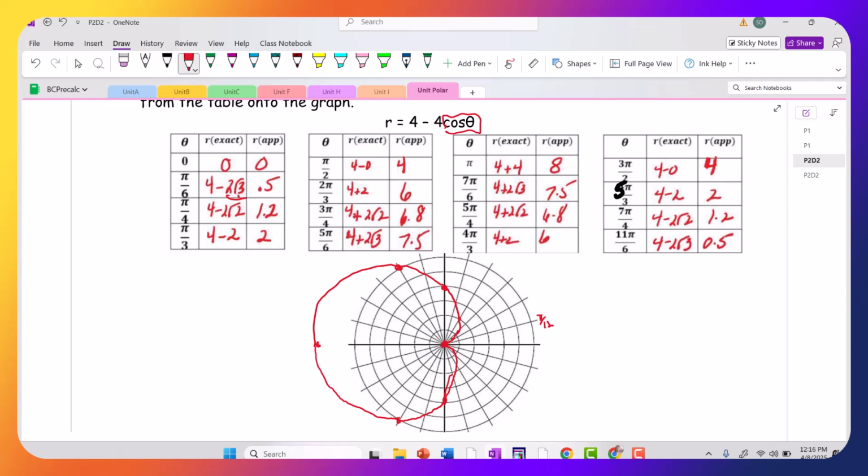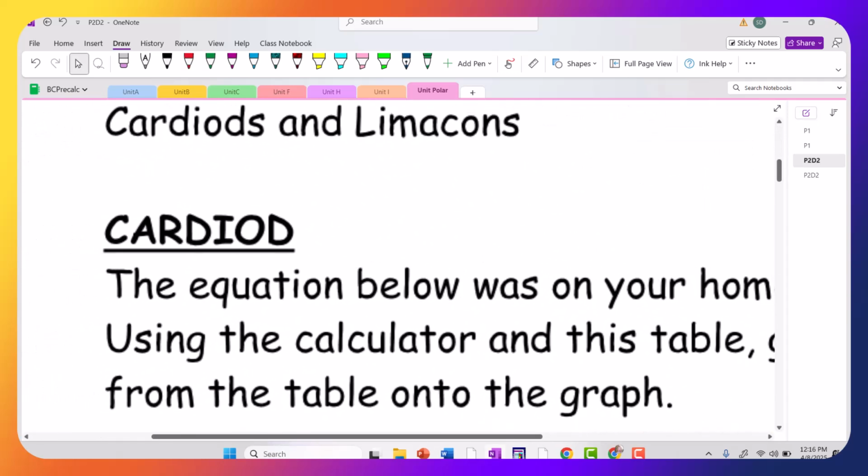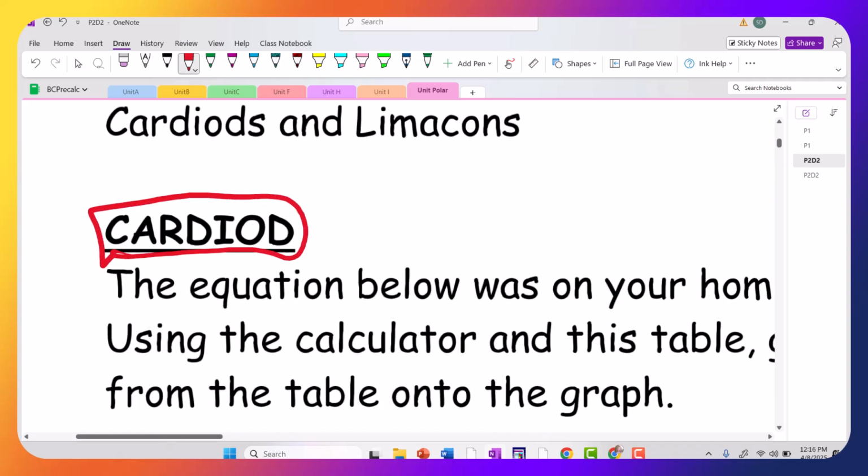Okay, why do you think it's called this? Because it looks like a what? Oh my gosh. Oh, a heart. What are you guys doing? Okay, and then, did you say that?